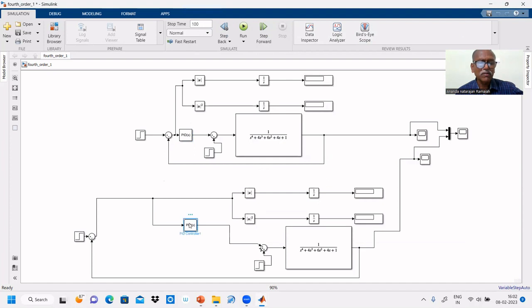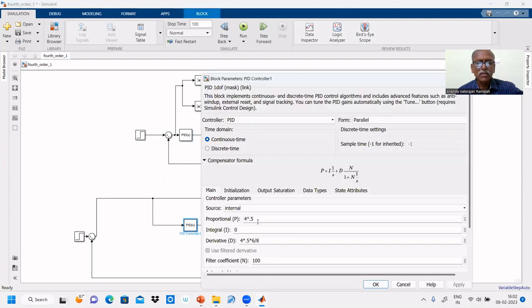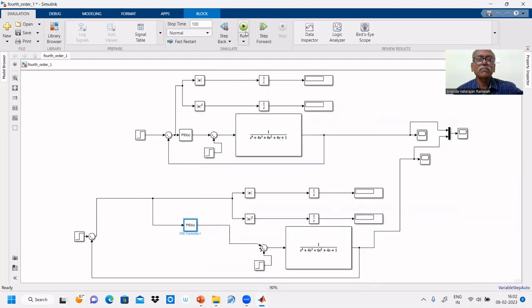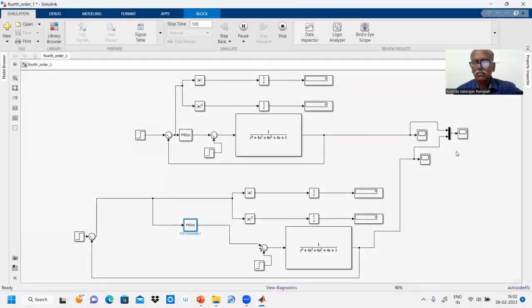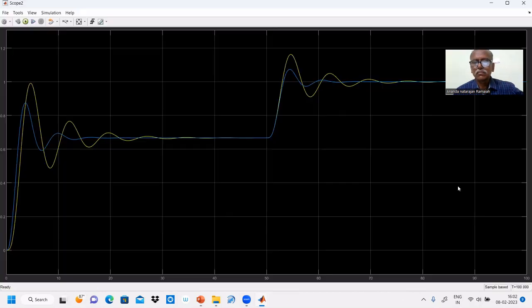The second one is the PD controller. The derivative mode is included here. Here, the proportional gain is 4 multiplied by 0.5, the integral time is 0, and Kd is 4 multiplied by 0.5 multiplied by 6 by 8 Td. So for that, let us simulate. Now let us simulate up to 50 seconds for the servo response. After that, it is a regulator response.